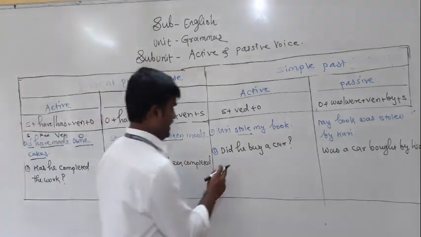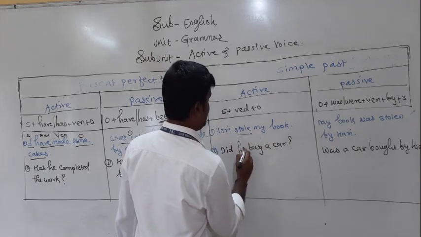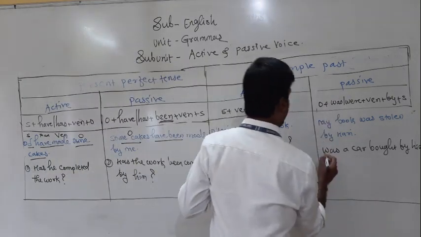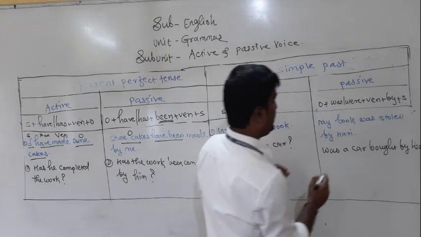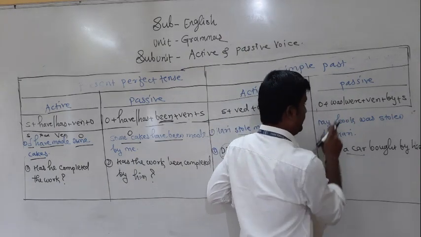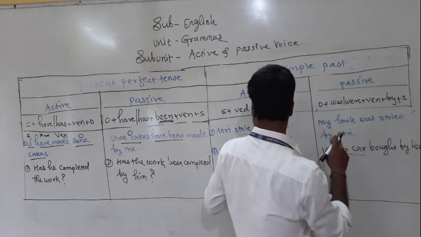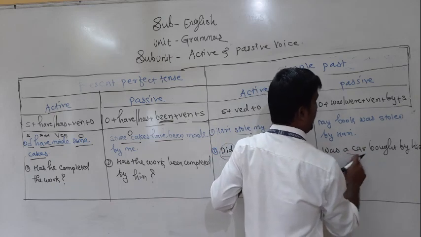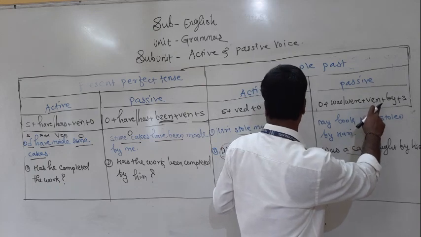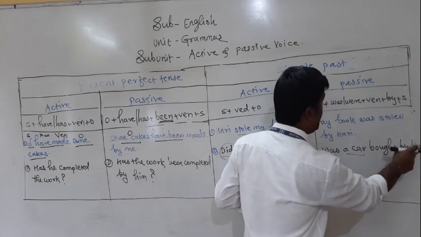Next one. Did he buy a car? Next statement is here. Now see here, was or were we have to use. Remove that did. Object here is car. Car will be taken as it is. So was or were, what will come here? Here was will come. Next point: a car was bought, because the third form of the verb buy is bought, by, and he is converted into him.